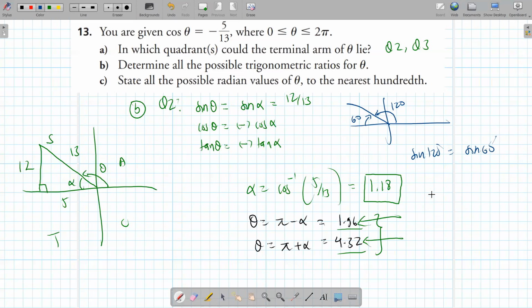That's the exact same thing. Cos of 120 is the exact same thing as cos of 60, the ratios, except in quadrant 2, cosine is negative. Using the CAST rule.